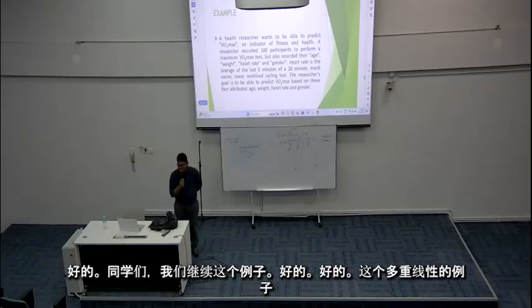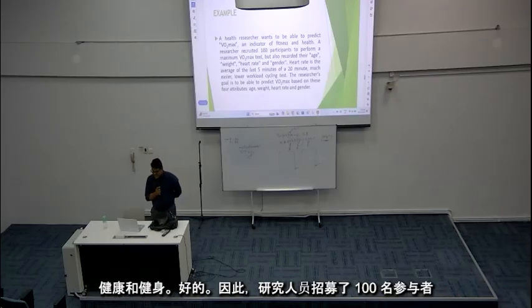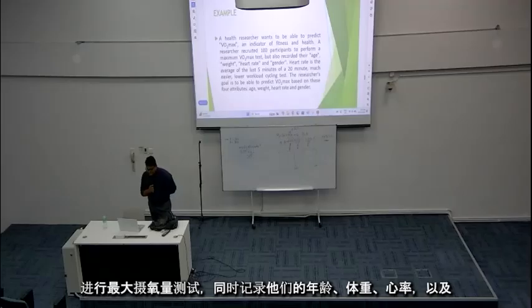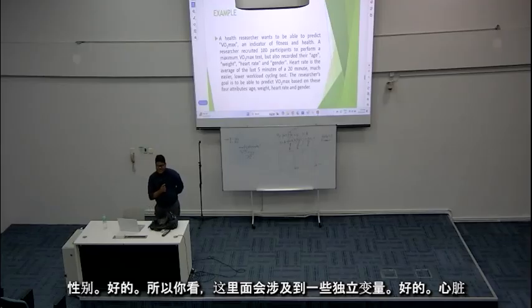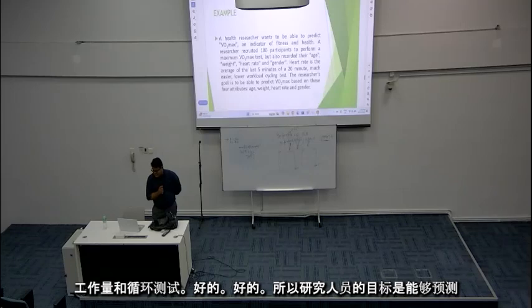So class, we continue with the example for multiple linear regression. A health researcher wants to predict VO2 max, an indicator of fitness and also health. The researcher recruited 100 participants to perform a maximum VO2 max test, and also recorded their age, weight, heart rate, and gender. So you see there are a few independent variables. Heart rate is the average of the last 5 minutes of a 20 minute, much easier, lower workload cycling test.